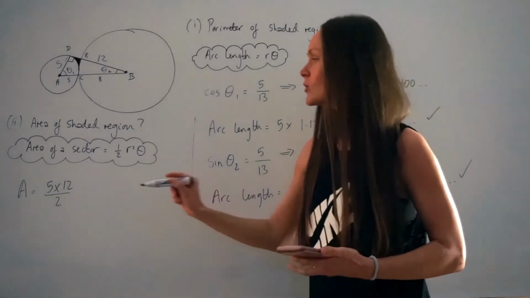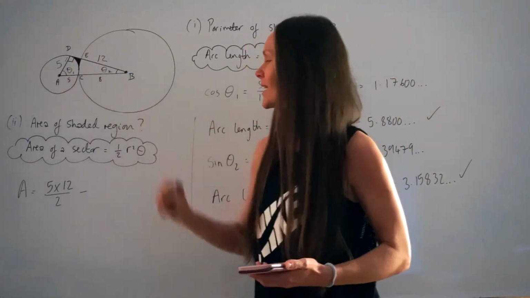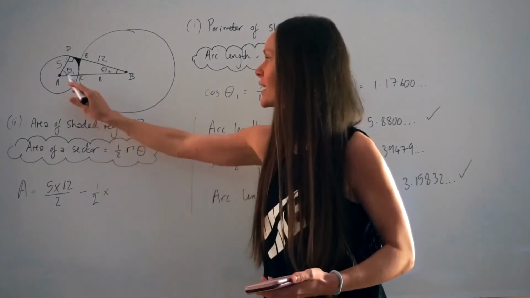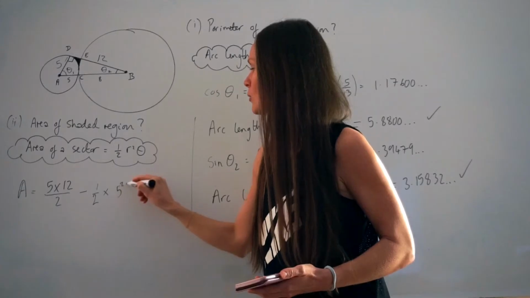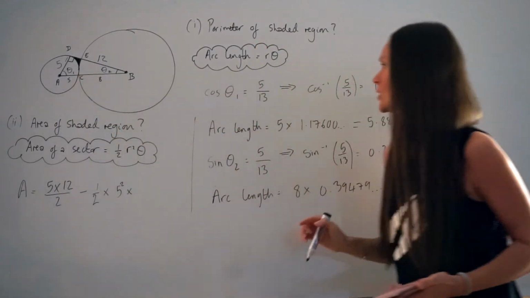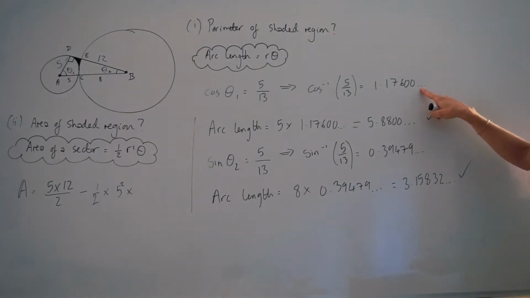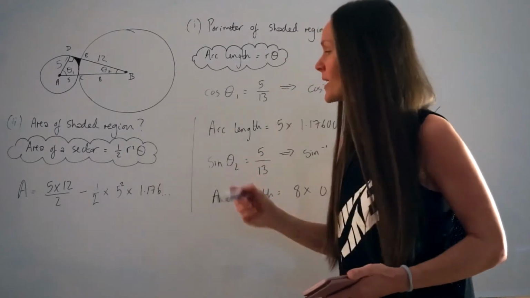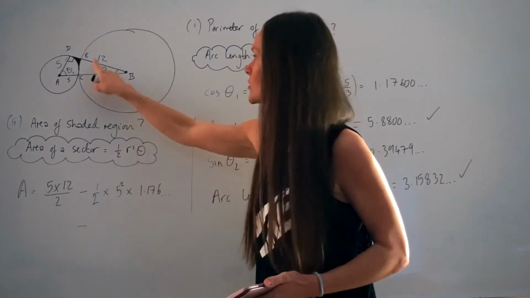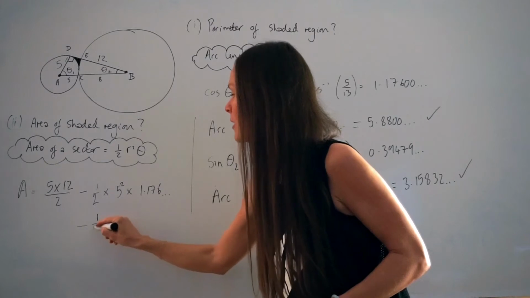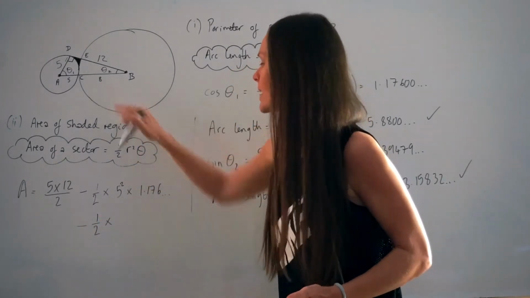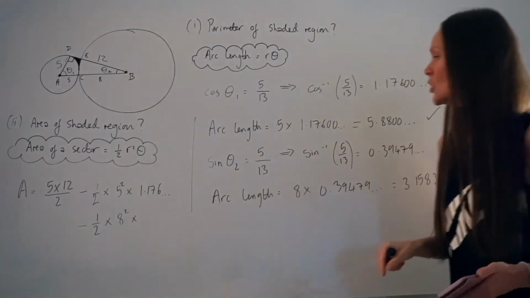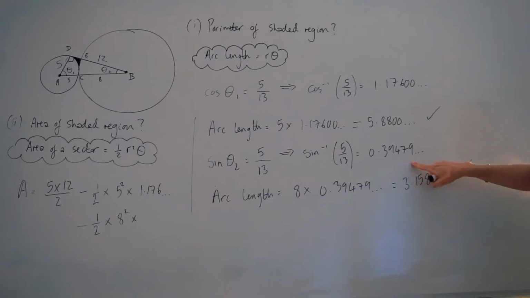So remember you're subtracting the area of this sector. So I'm going to minus a half, multiply by the radius squared, so 5 squared, multiplied by the angle theta 1, which we worked out here, which is 1.176. Then we have to subtract the other sector from the larger circle here. So I'm going to minus a half, multiply that by the radius squared, so 8 squared, and again multiply by the angle of that sector, which we worked out here, 0.3947.